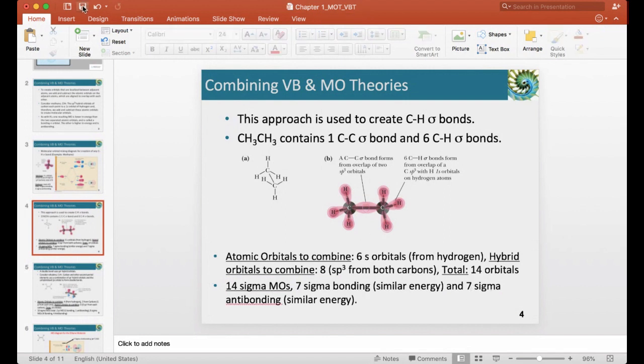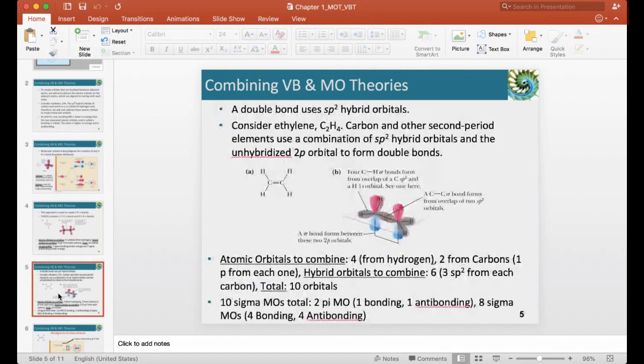Okay, very similar reasoning to the one we used for methane. So we can expand this reasoning now to molecules having a double bond, like this one over here, ethene, C2H4.